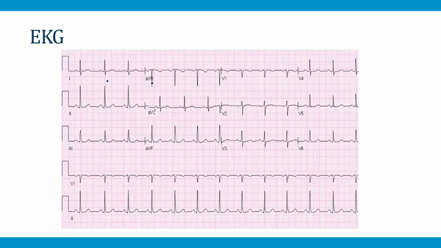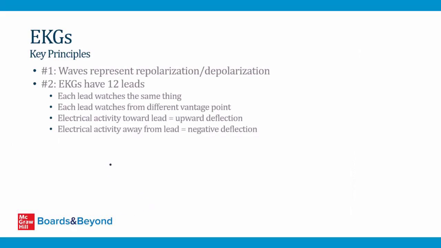And so you can see what I'm talking about here. Lead AVR has the QRS complex going entirely downward. On the other hand, lead V5 has the QRS complex going entirely upward. This is because of the different points of view of the two electrical leads, even though they're looking at the same thing. So that's a basic principle of a 12-lead EKG, that it shows you 12 vantage points of the electrical activity in the heart. But each time you see a P wave and a QRS complex, it's showing you the same thing just from different points of view.